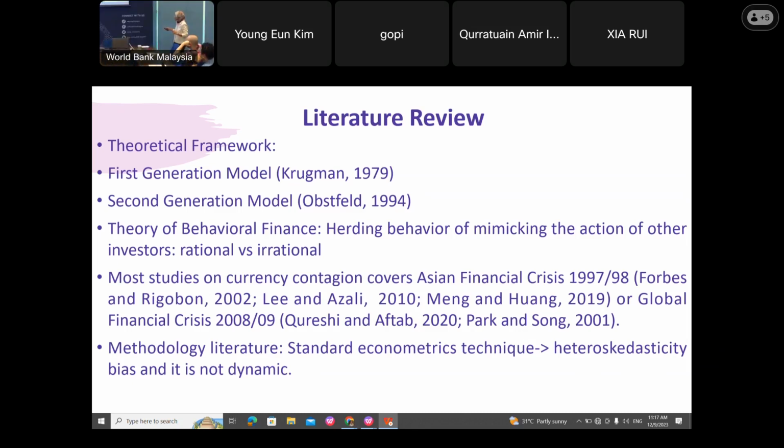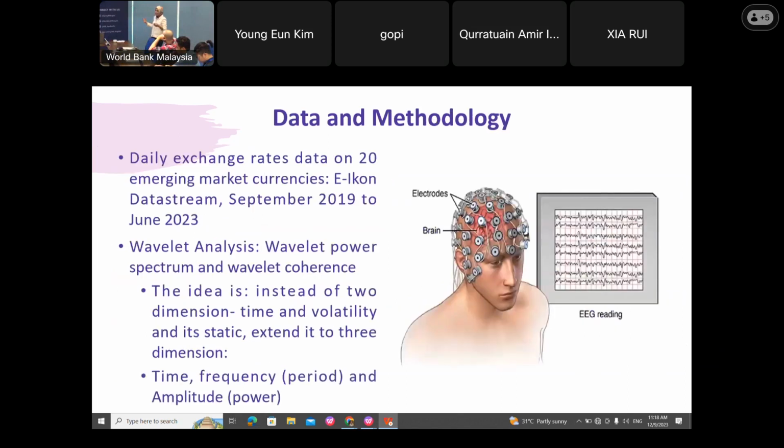We don't use the standard econometrics technique because it has heteroscedasticity bias and it is not dynamic. Heteroscedasticity bias means that over a period of time, when you have the variance that keeps on increasing, you won't be able to capture that variance, that volatility that increases over time. Because in the econometric technique, you assume that it is invariant, one number that represents the volatility, and that is the average throughout the period that you're looking at. Okay? So we use wavelet analysis instead to capture the dynamic of the volatility, the dynamic of the variance, the dynamic of the correlations.